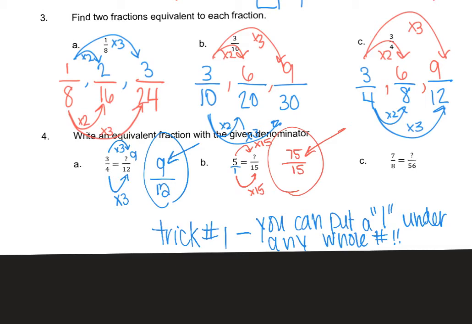And letter C, we have 8 times what gives me 56, and that's 7. Whatever we do on the bottom, we have to do on the top. So 7 times 7 gives me what? And that's 49. So 49/56 is my equivalent fraction. And the question mark they were looking for was 49.